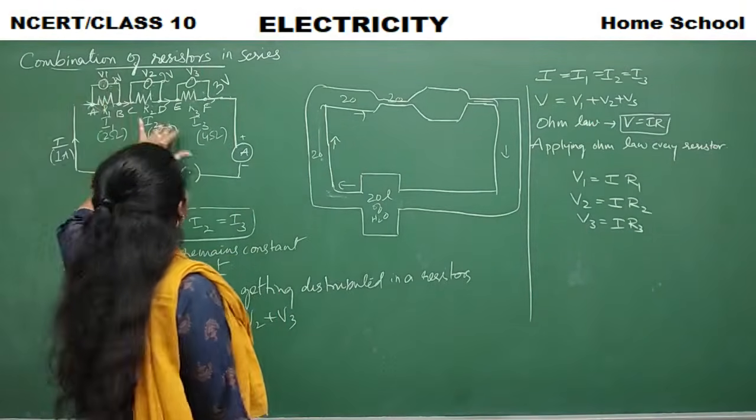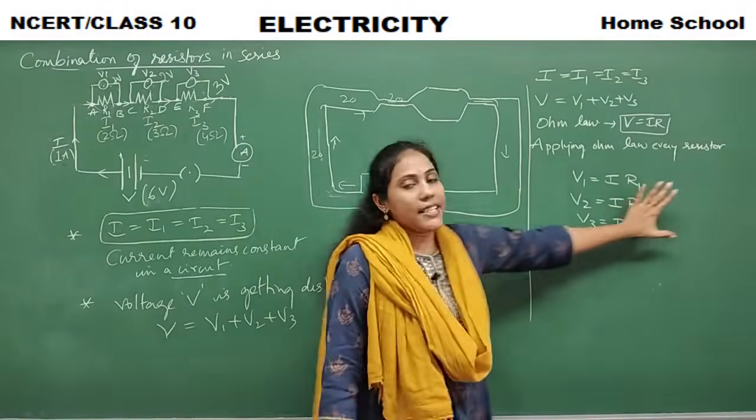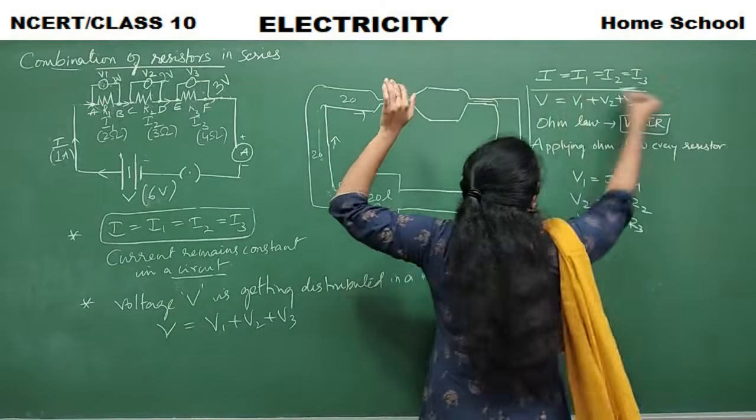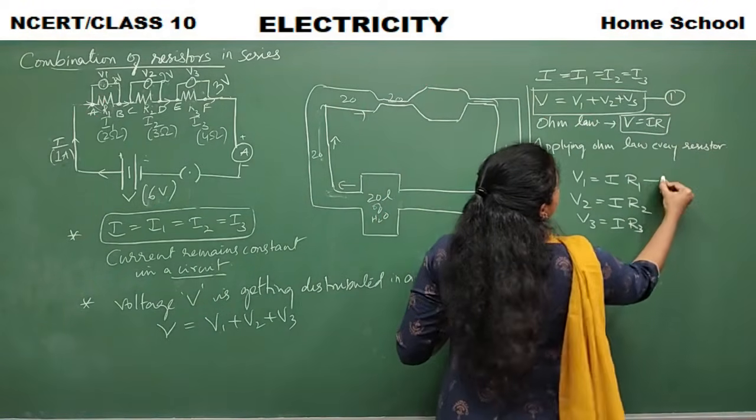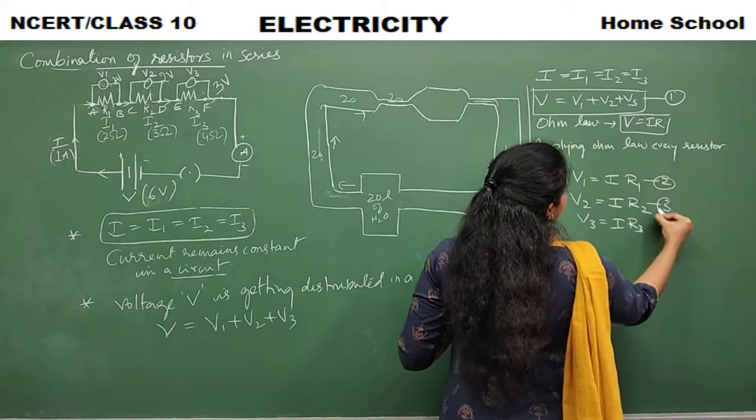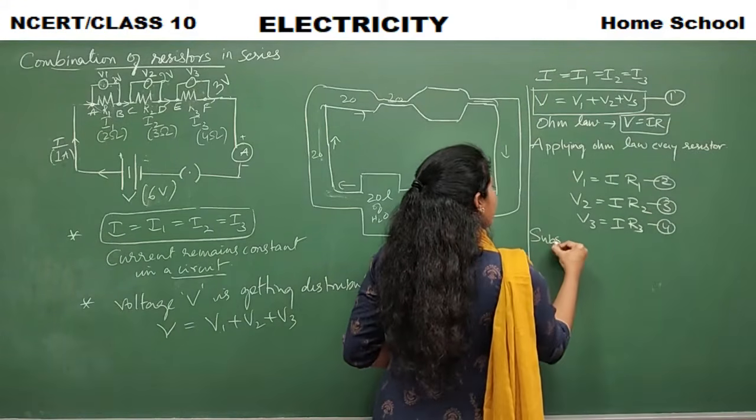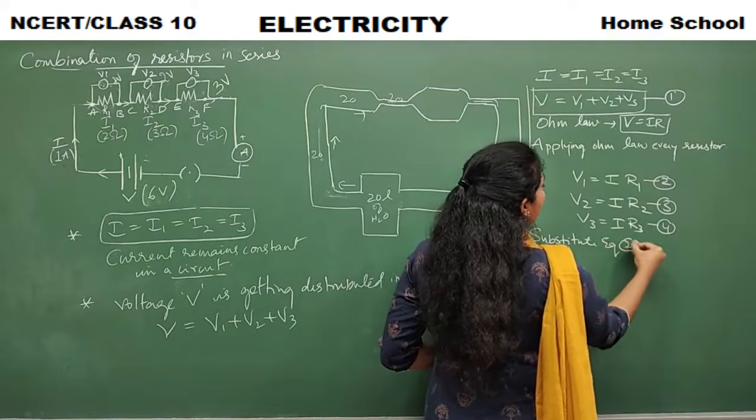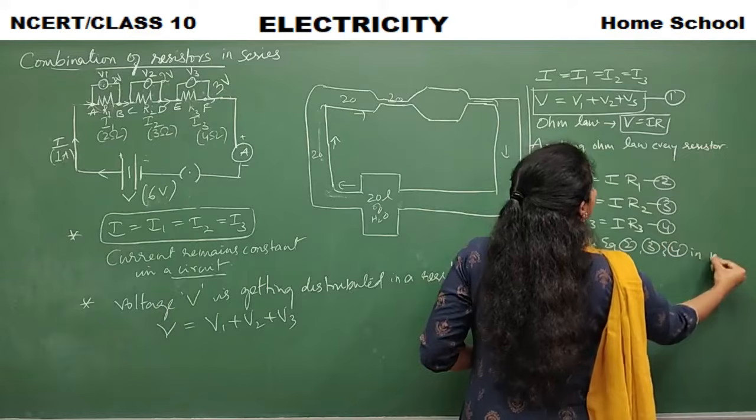Each and every resistor has its own voltage and its own resistance, right? So these are the relations. Fine. Consider this as equation 1, and this is equation 2, this is equation 3, this is equation 4. Now substitute equations 2, 3 and 4 in 1.